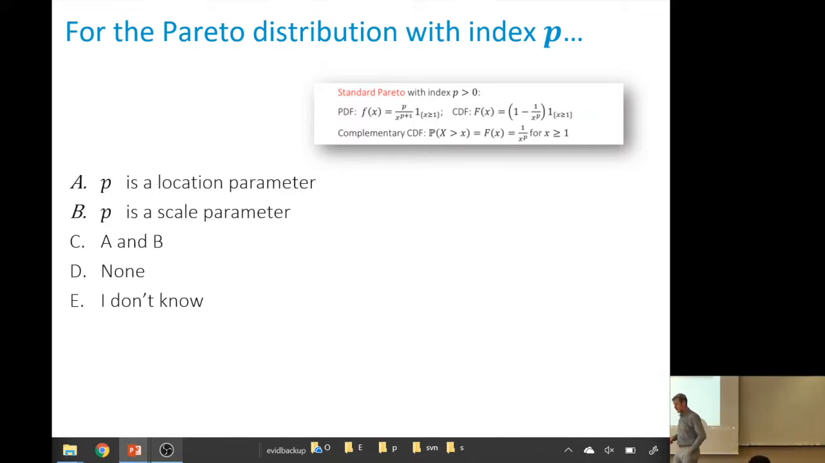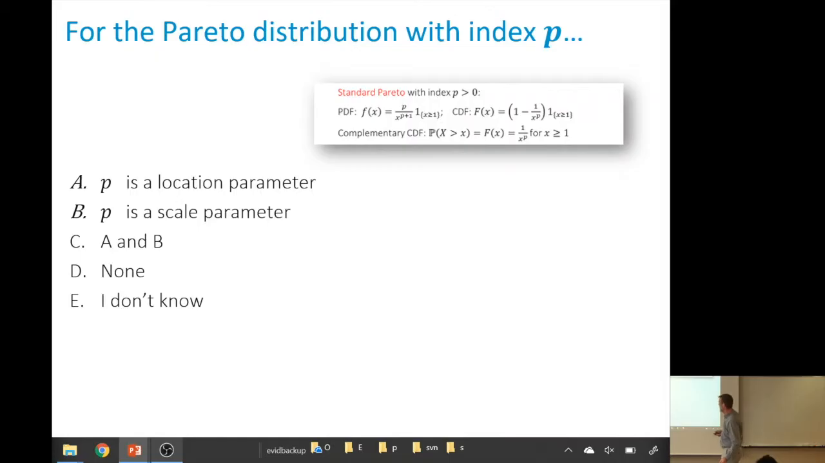For the Pareto distribution, I mentioned the standard Pareto. What can we say about the shape of this distribution? More precisely, can we say that P is a location, a scale, or none, or both? And the correct answer is, so the majority says B, with another minority saying A, and both are wrong.